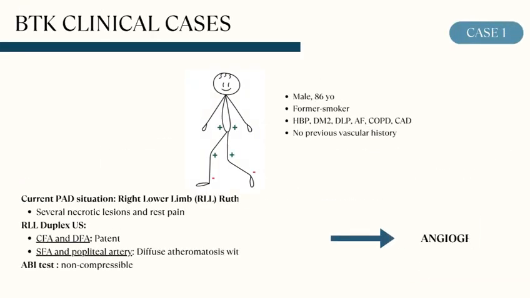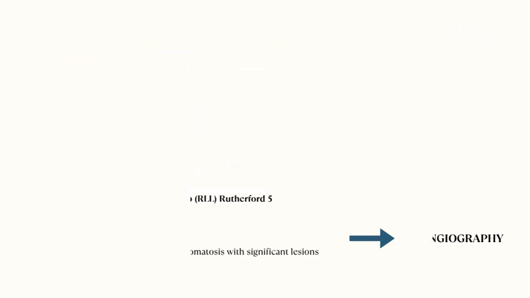Here we present the case of an 86-year-old patient, a former smoker with the typical pathological history of vascular disease patients. He presented with grade 5 Rutherford obliterative arteriopathy in the right lower limb, with necrotic lesions on the foot, and an ultrasound showing a patent femoral popliteal sector without significant lesions.